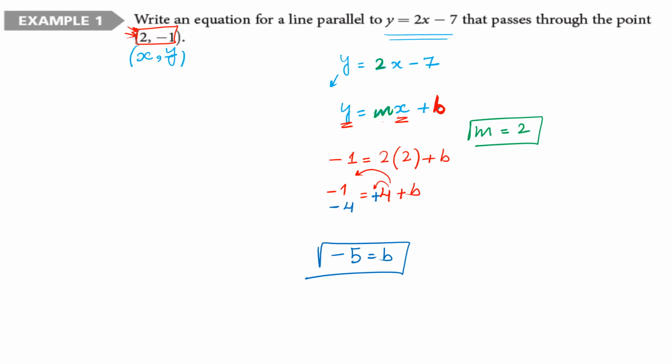Now replace in the actual equation. y stays as it is. In place of m, you write 2. Keep the x as it is, and the b will be replaced by negative 5. So this is the equation of the line parallel to the line 2x minus 7.